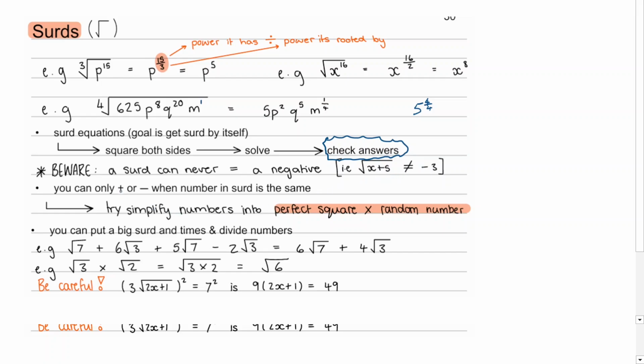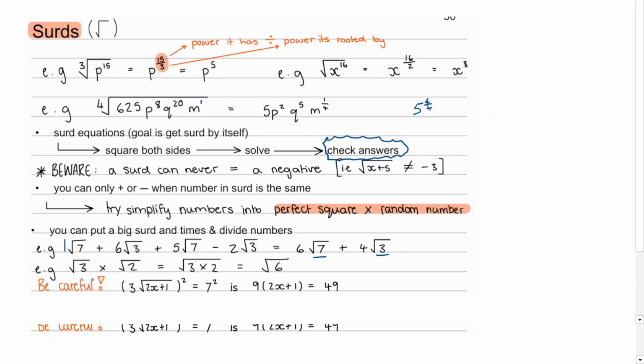Okay, you can only add or subtract when the surd is the same. For example, below here, square root of 7 plus 6th root of 3 plus 5 root 7 minus 2 root 3. Just pretend that the 7s are coconuts, and so you've got 1 coconut plus 5 coconuts is 6 coconuts. Pretend that the root 3 is just a strawberry, so you've got 6 strawberries minus 2 strawberries is 4 strawberries. These can't go together because they have different numbers inside the surd. If you get more complicated ones, you might need to simplify that number first, but we'll tackle that in another video.